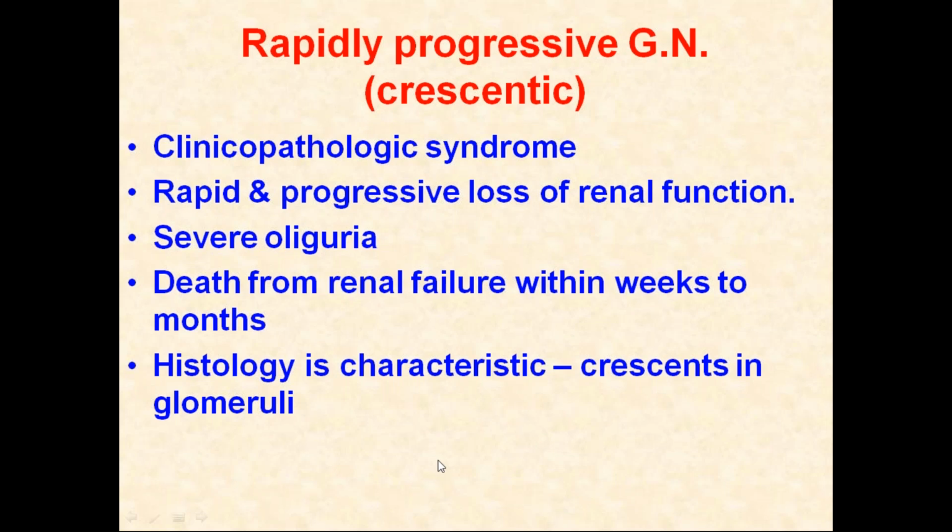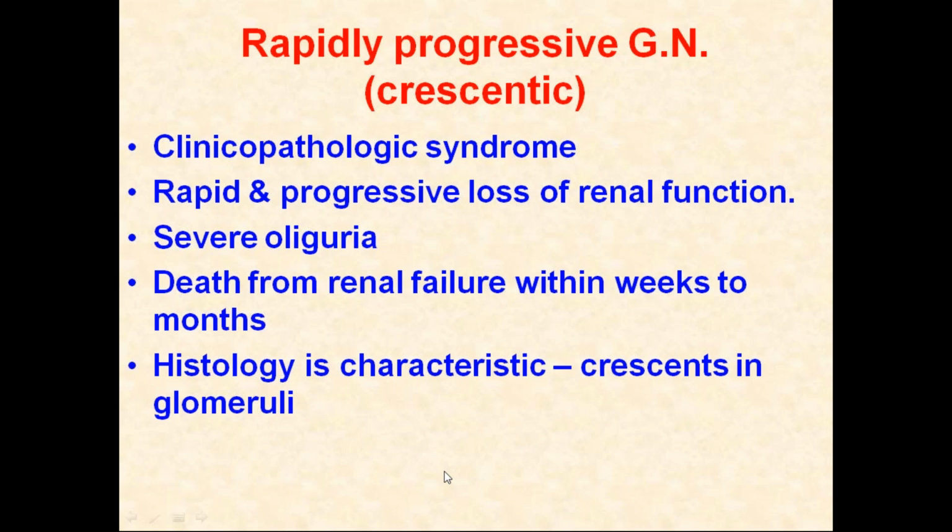So, rapid and progressive loss of renal function occurs here, and the patient will have severe oliguria, leading to death from renal failure. It is a devastating condition, and the prognosis is usually very bad, with death from renal failure within weeks to months.